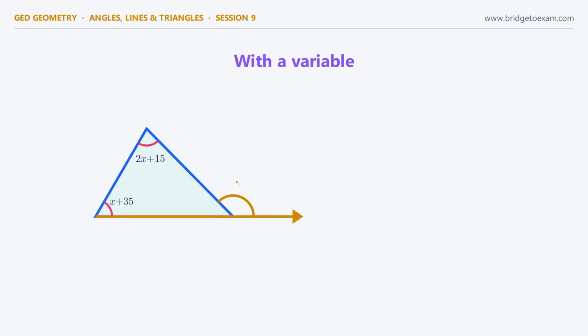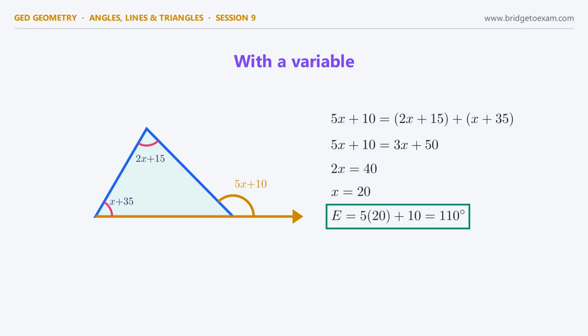Now an algebra version. Suppose the exterior angle is 5x plus 10, and the two remote interior angles are 2x plus 15 and x plus 35. The exterior angle equals the sum of the remotes. So we write 5x plus 10 equals 2x plus 15 plus x plus 35. The right side combines to 3x plus 50. So 5x plus 10 equals 3x plus 50, which gives 2x equals 40, and x equals 20.